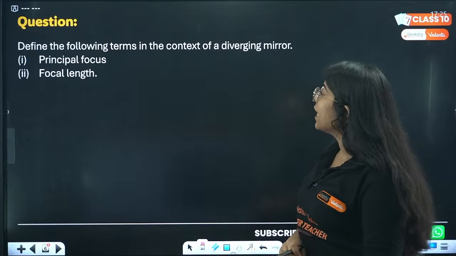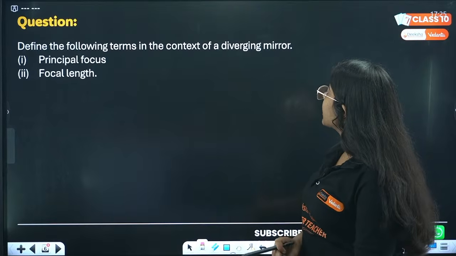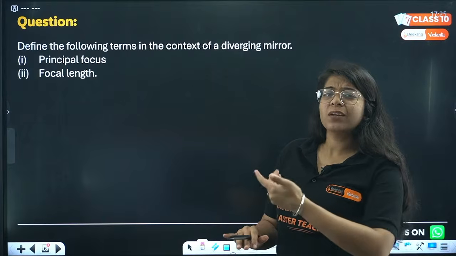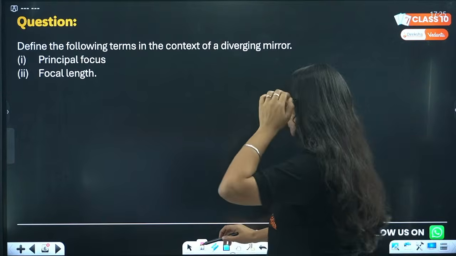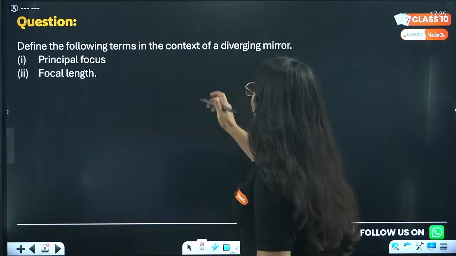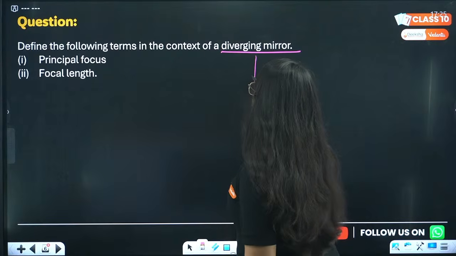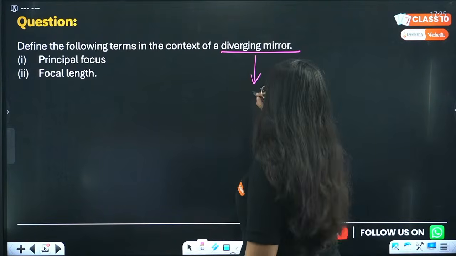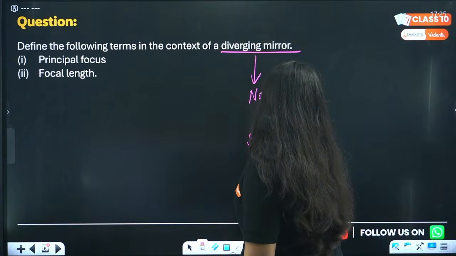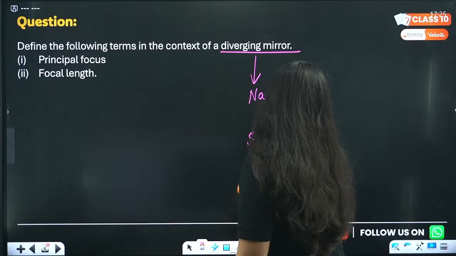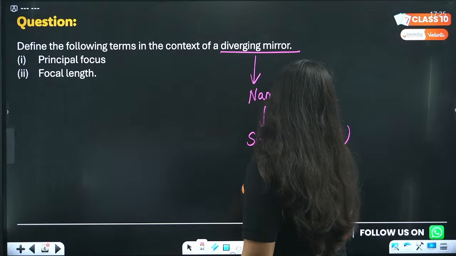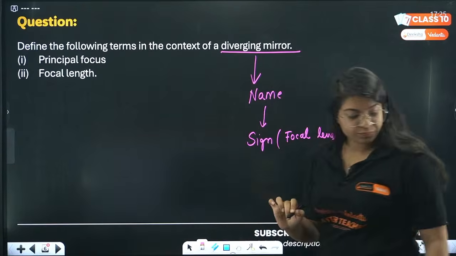So you answer me: define the following terms in the context of a diverging mirror. You can't write the whole definitions if you don't want to, just give me the sign of focal length. What is the diverging mirror? Name the mirror and then give the sign of focal length of that mirror. I will know whether you actually know the answer or not. Let me know.